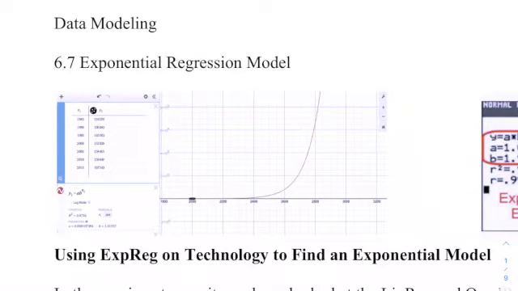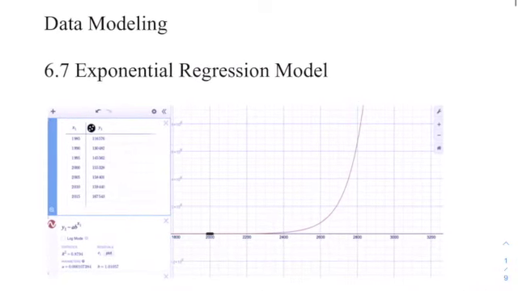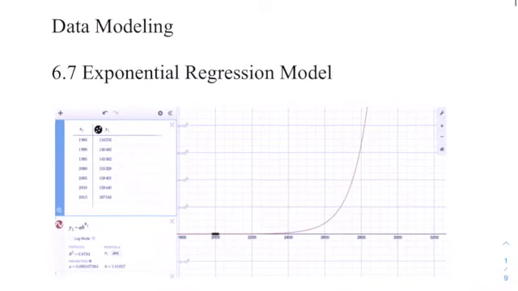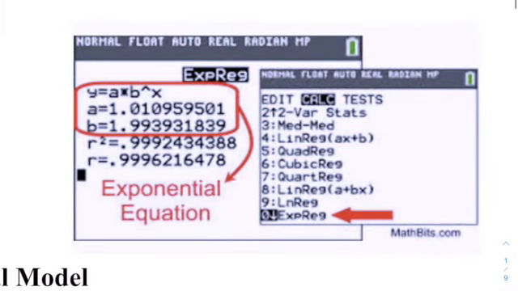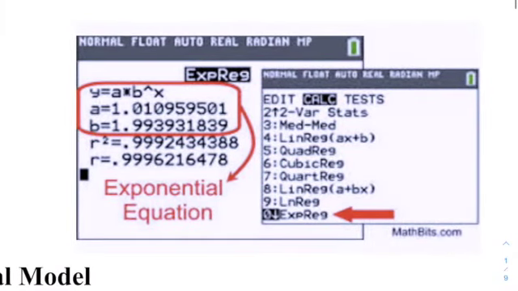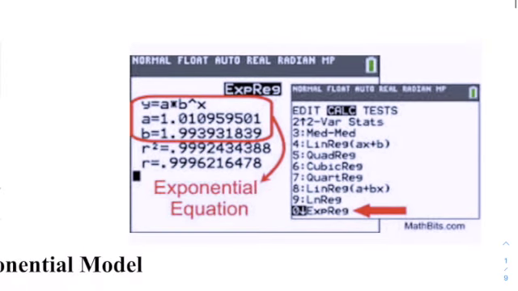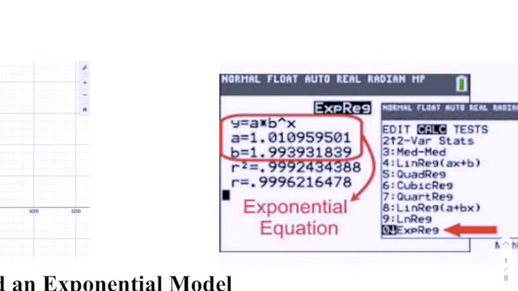Hi everyone, today's objective is the exponential regression model. So let's take a look at some of the pictures. You put in your data and you use exponential regression. And here is the example on the TI-84. The exponential regression is at the 0 and you will have the form. Look at the equation form: it is a times b to the x power. It even tells you a and b.